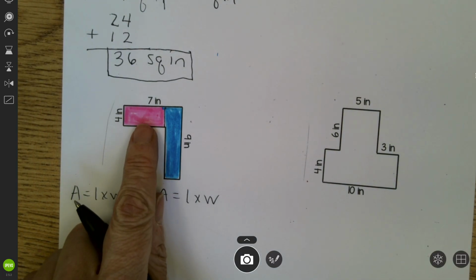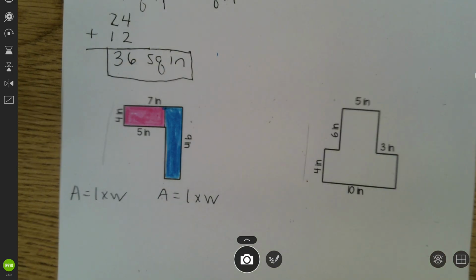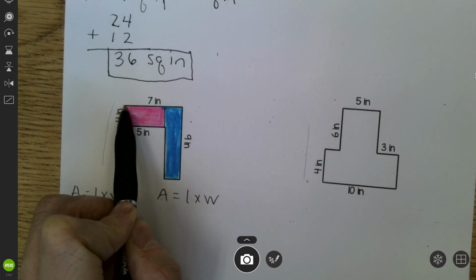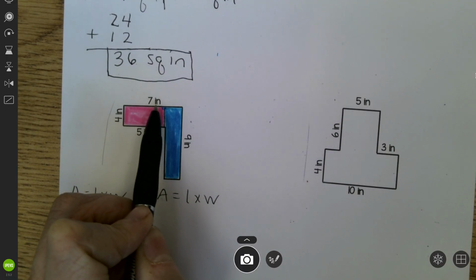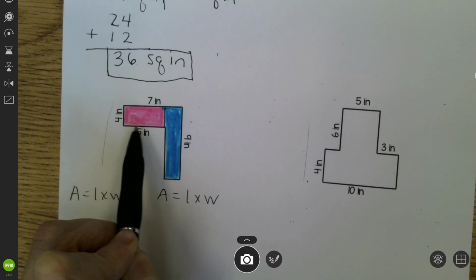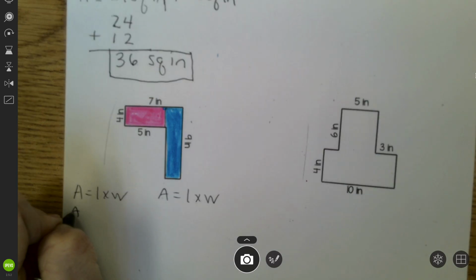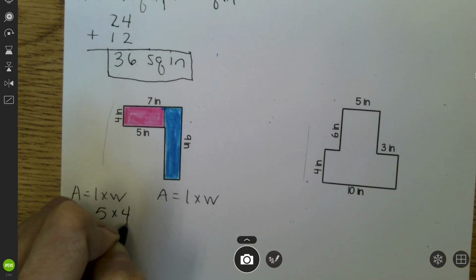So let's look at the pink rectangle first. Do I have the length? I do, and I have the width. Now you have to be careful. You see this 7? This 7 is measuring from here all the way to here. We want to stay in the pink from here to here. This 5 measures from here to here. So that's our length for the pink rectangle. So area equals 5, and our width is 4, times 4.